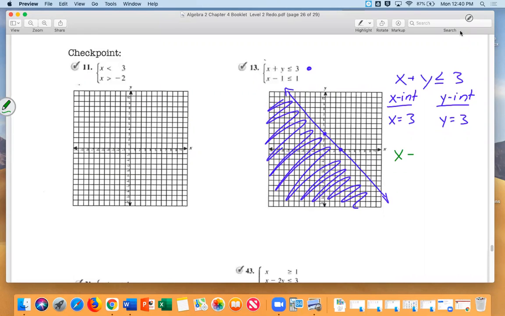X minus 1 is less than or equal to 1, so I have to solve it. So I add 1 to both sides, and I get x is less than or equal to 2. It's a vertical line. It's solid. It says x is less than. And my area for my answer is where they overlap. Right there. All right. Whew.